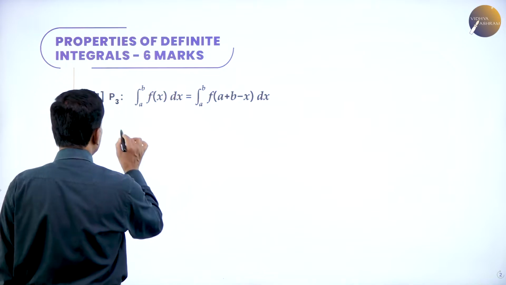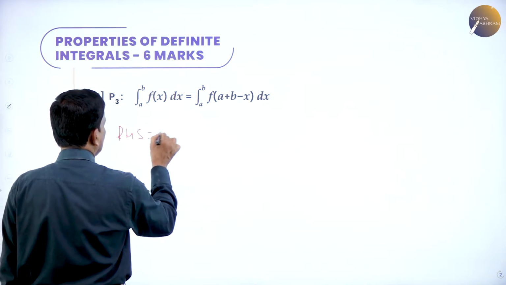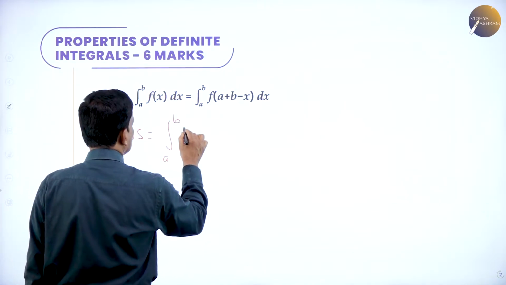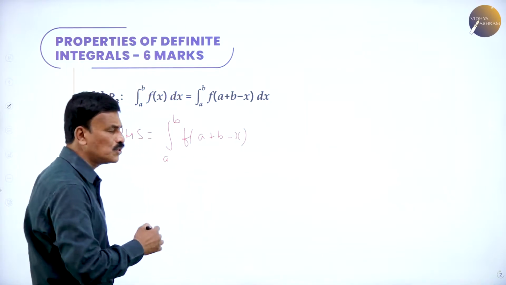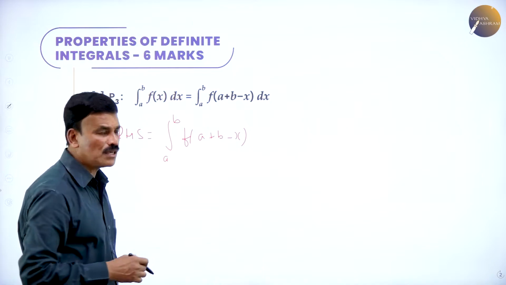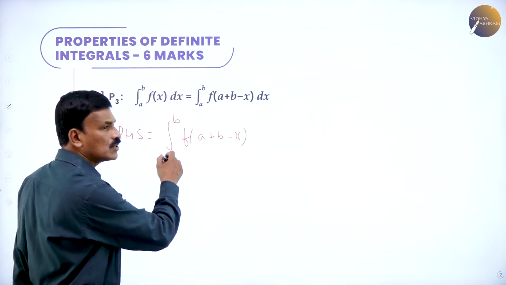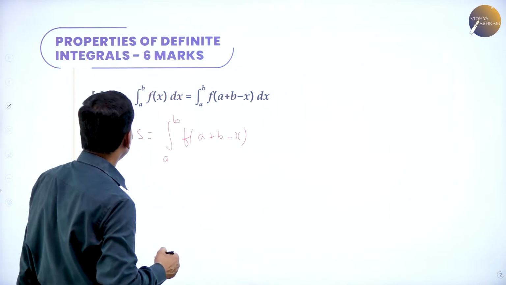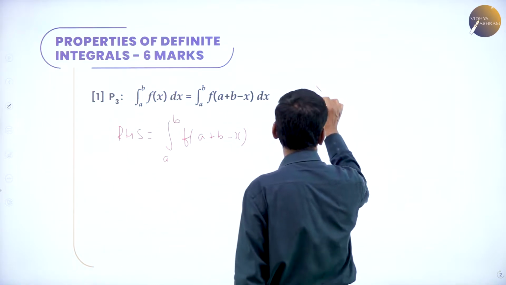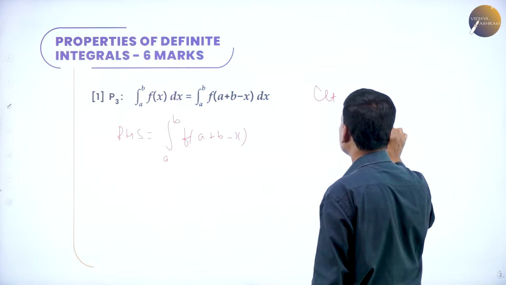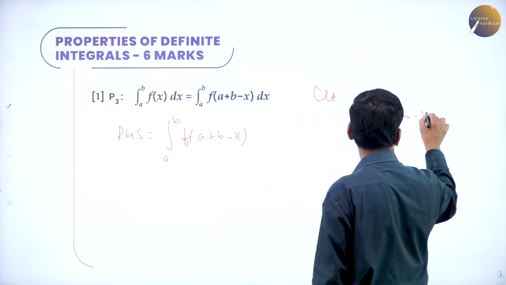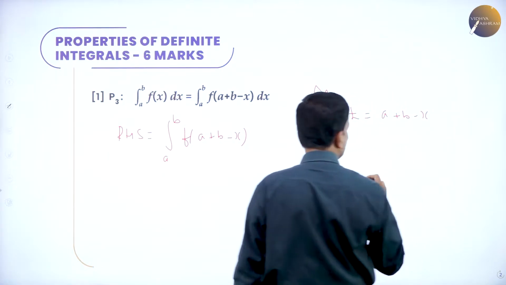Now, let us take RHS. Straight away take RHS, integral a to b f of a plus b minus x. Now, what is to prove? To prove that integral a to b f of a plus b minus x is also equal to integral a to b f of x dx. Now, let us take the substitution. Let t is equal to a plus b minus x. Put t is equal to a plus b minus x.